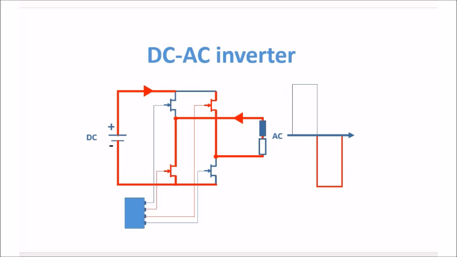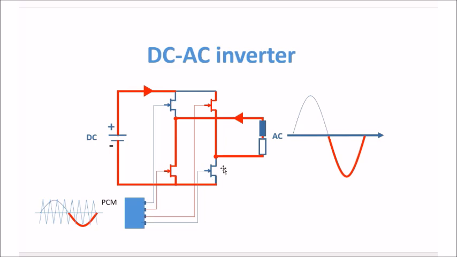Therefore, in order to get a nice sinusoidal output as here, we would basically add a sinus signal generator and a triangular signal generator, and the difference between these two signals is then a pulse code generator. And then at the output, we would have a very nice sinusoidal wave shape.